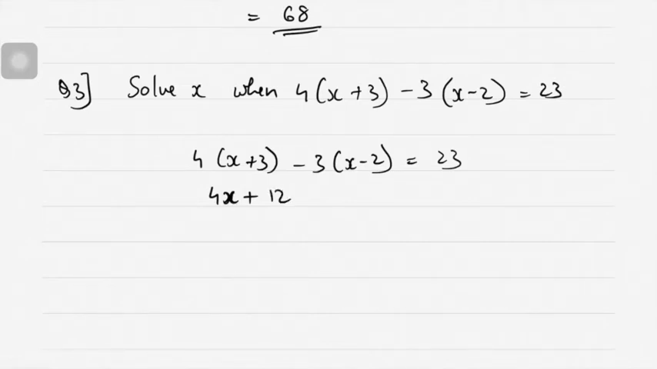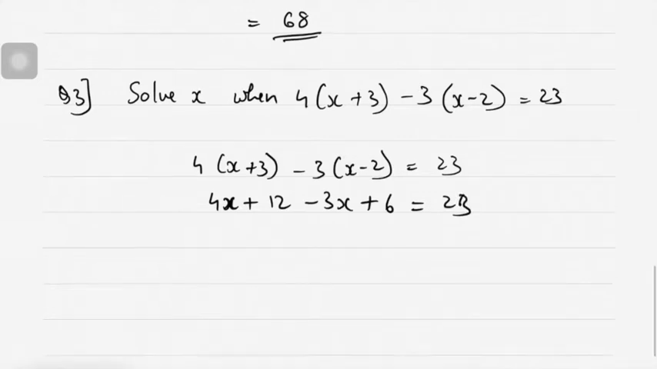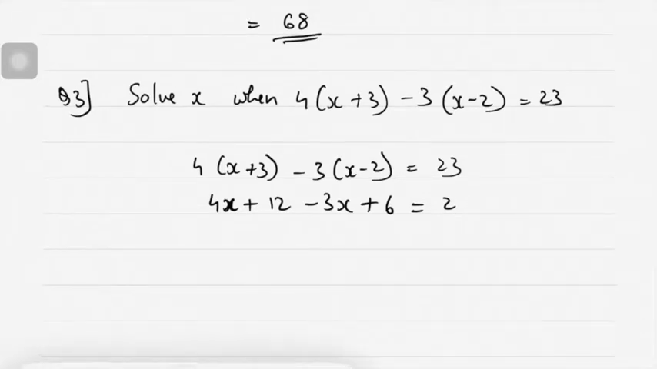Okay. The next bracket, minus 3 into x. Minus 3 into x will be minus 3x. And minus 3 into minus 2. Minus 3 times minus will become plus. So 3 into 2 is 6, is equal to 23, right? Okay.